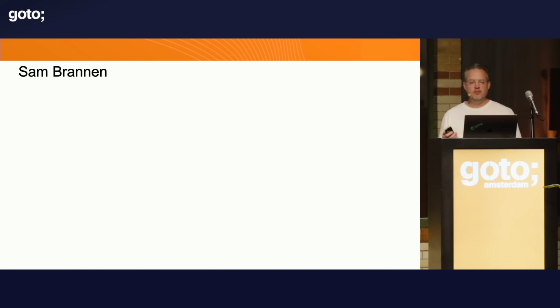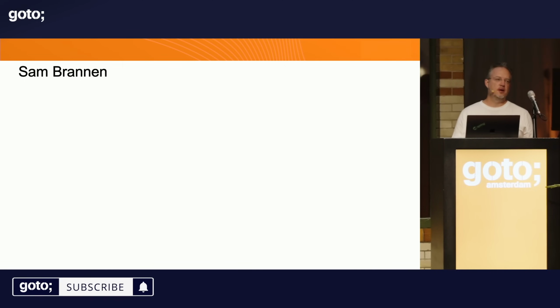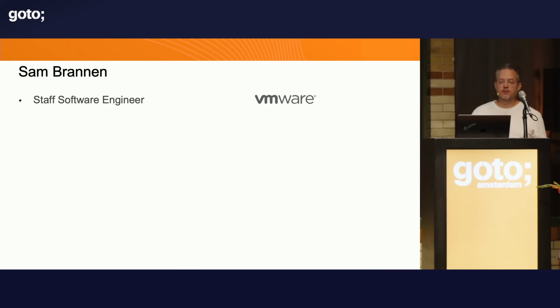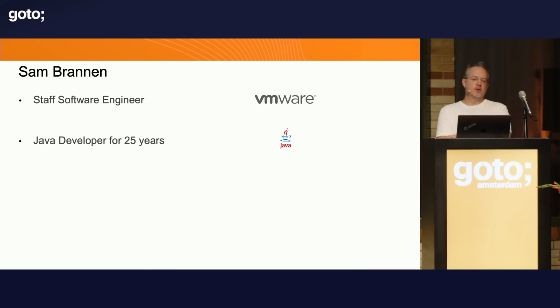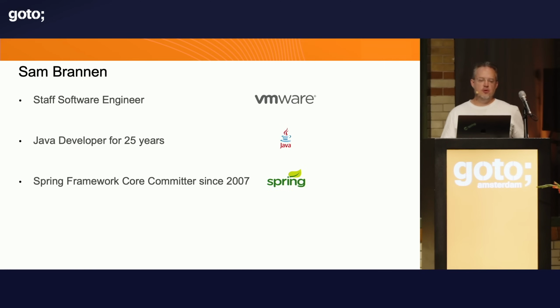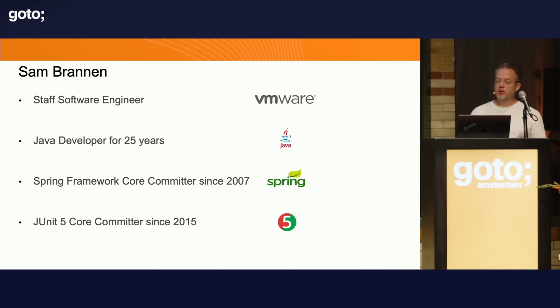So my name is Sam Brannen. I'm American, as you probably tell by my accent. I live in Europe, though, in Switzerland, and have been here for over 20 years. I'm a staff software engineer at VMware, and I've been developing Java for 25 years, which is maybe older than some people have been on the planet here. I'm a core committer for the Spring Framework. I started back in 2007 when I took over all of the testing work, and I've been active since then, partially as an external contributor, but now in the last couple of years as a core contributor working for VMware. And I've been a core committer for JUnit 5, my JUnit Jupiter programming model, since 2015.